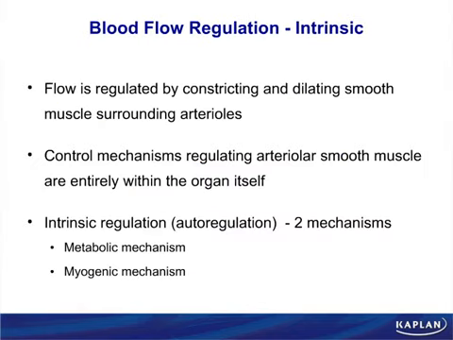All right, now let's talk about blood flow regulation, more specifically, intrinsic regulation. We've already discussed the idea that blood flow is regulated by constricting and dilating, vasoconstricting, vasodilating, the arterioles, the smooth muscle of the arterioles. Now, what we're going to talk about are intrinsic control mechanisms that are going to regulate arteriolar smooth muscle tone, and this will occur within the organ itself. Nerves are not involved, hormones are not involved. It is the tissue's way to regulate the faucet.